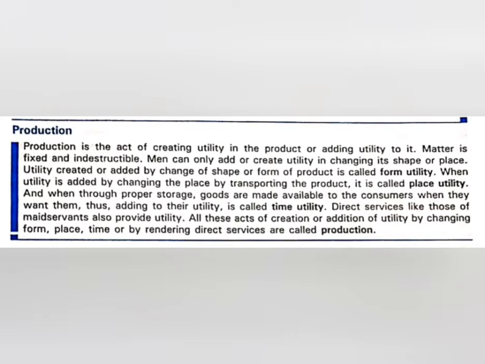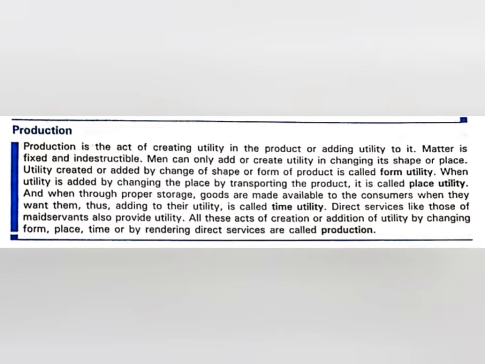And if we add the transport cost to it, if we add the place changing into it, it is known as the place utility. Like the form is changed in the workshop and then it is transported to some other place, so it is known as the place utility. And if there is storage duration and the goods are made available to the consumers after some time, that is time utility.